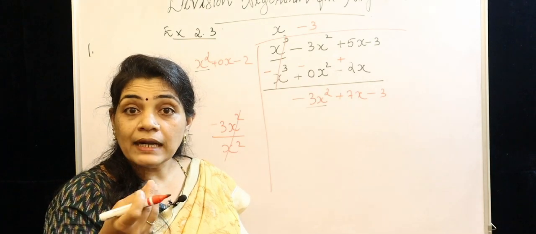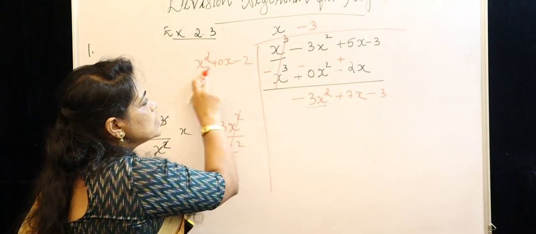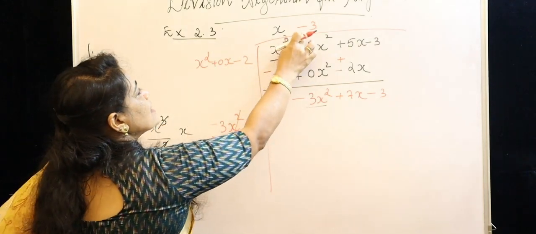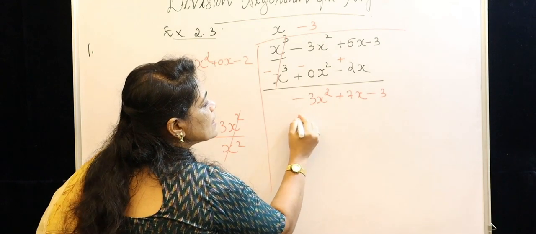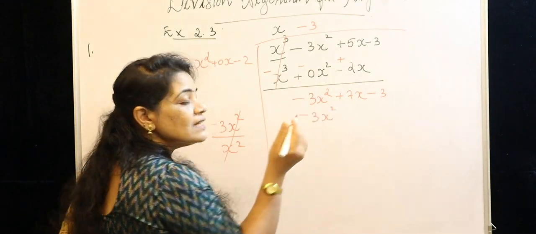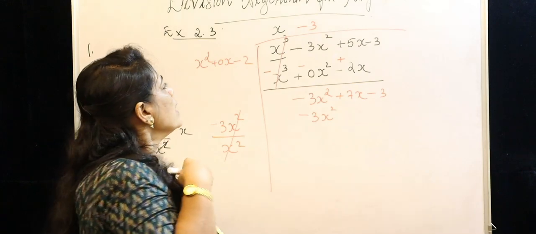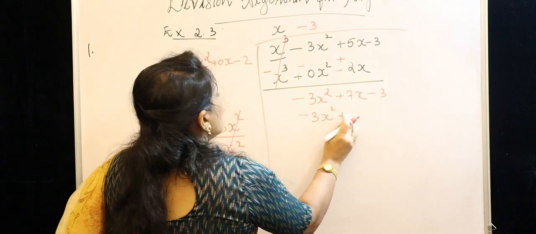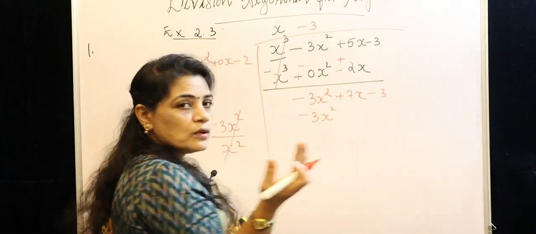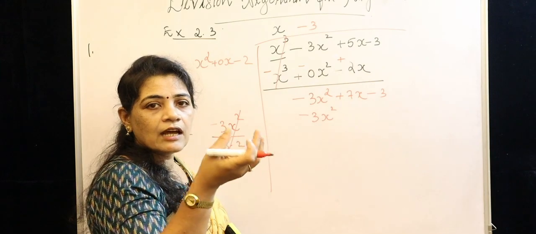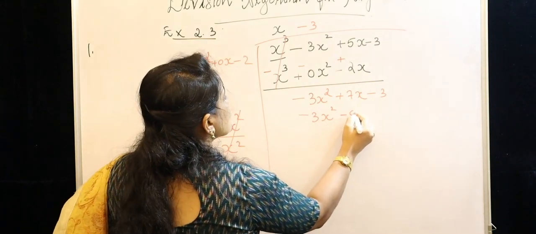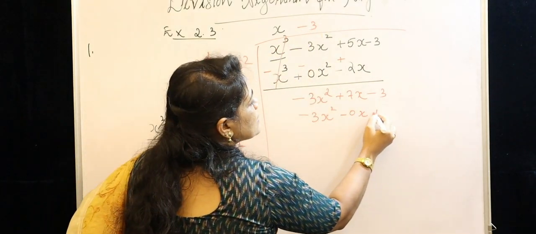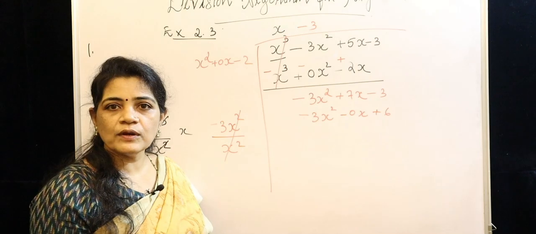Okay, now we can multiply each term of this g of x with the minus 3. So minus 3 into x square is minus 3x square. Consider the sign when you are multiplying. And minus 3 into 0 is 0, or minus 0. There is no difference when you are adding or subtracting any number with 0. So minus 0x. And minus 3 into minus 2 is plus 6. This step is okay, children.